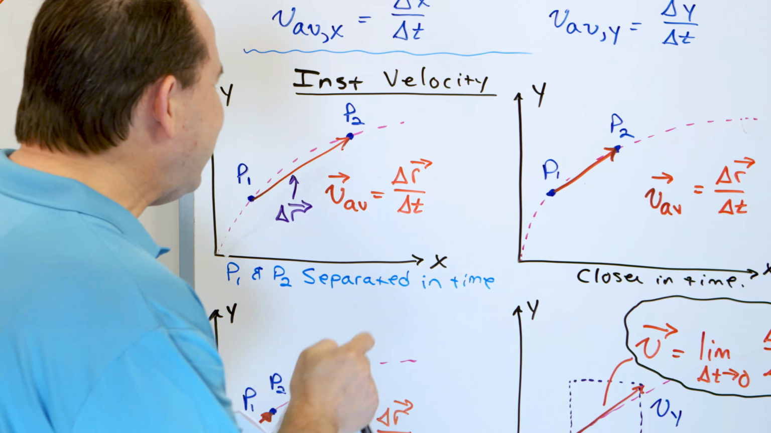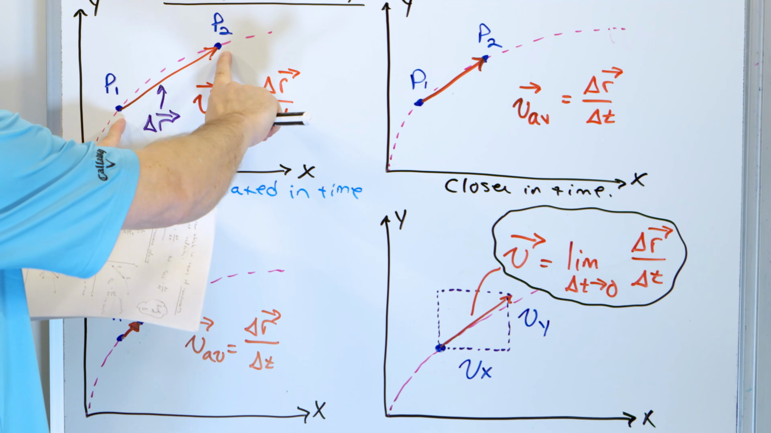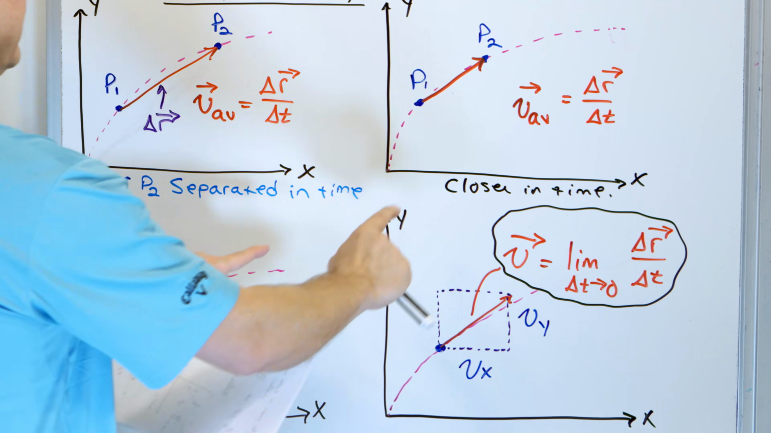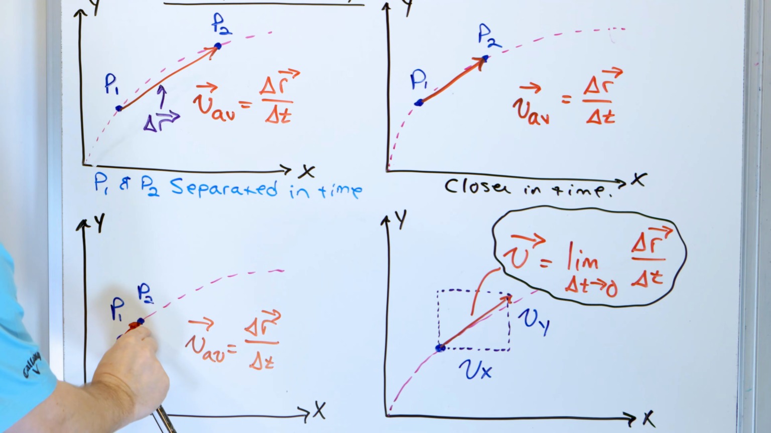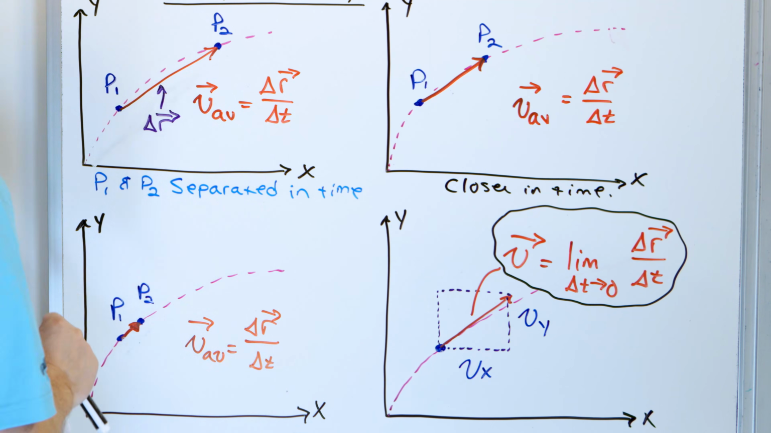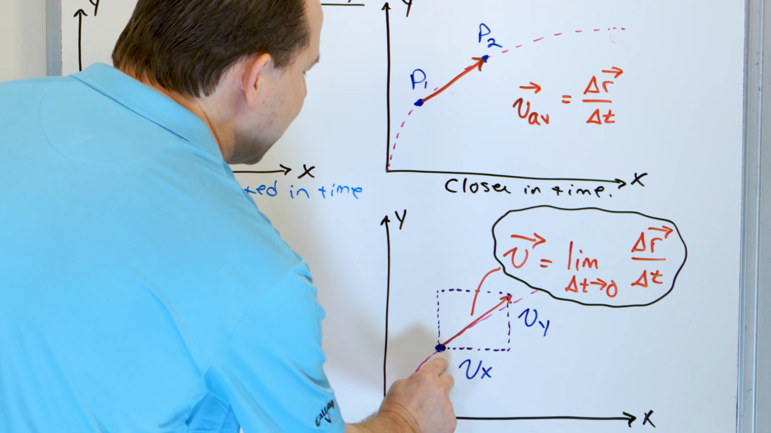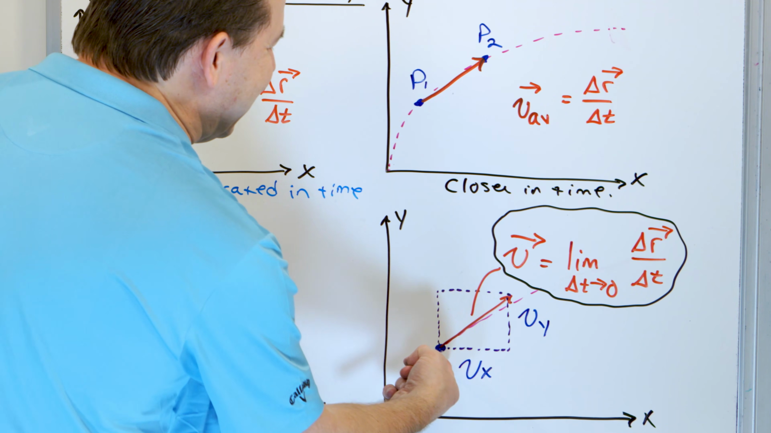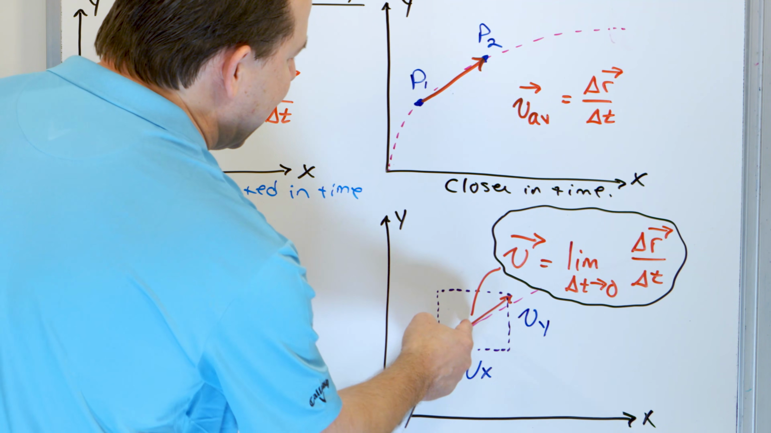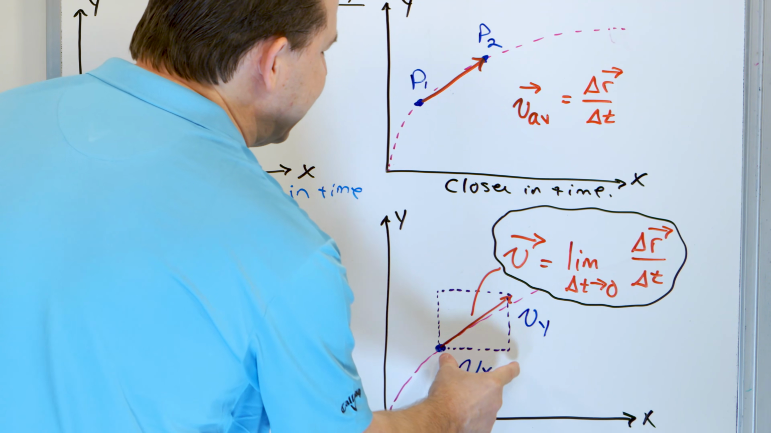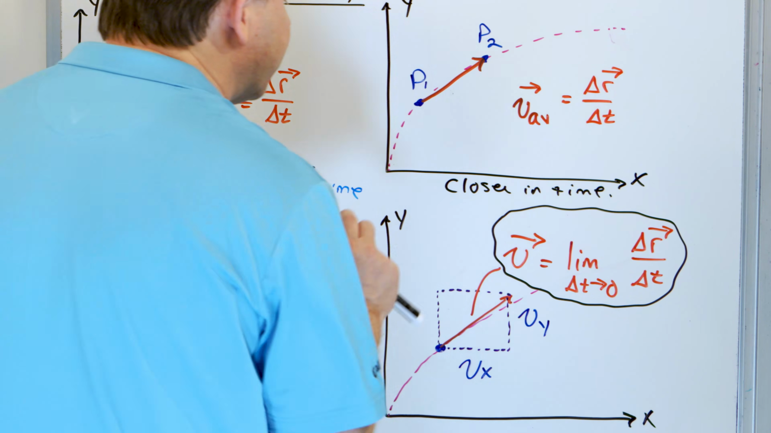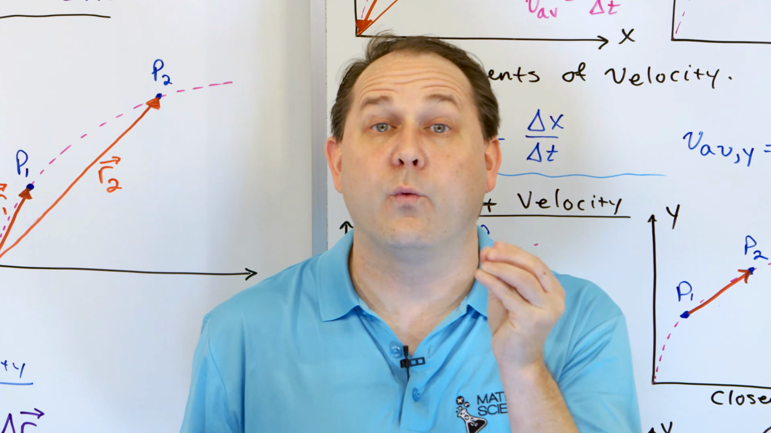All right? And we did exactly the same thing here. The points are separated in time, here's the average velocity. Points are closer in time, here's the average velocity. Points are even closer in time, and here's the average velocity. The points are so close in time that effectively it becomes instantaneous velocity. You still have a velocity arrow vector, but then we say, okay, this instantaneous velocity can have an x component and a y component. That's how things work in the real world.